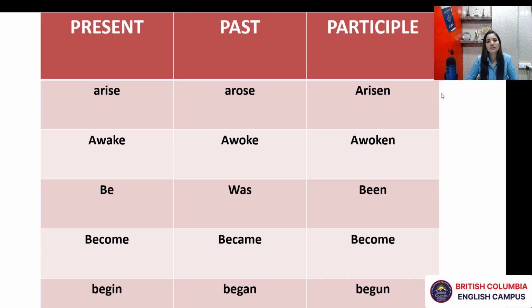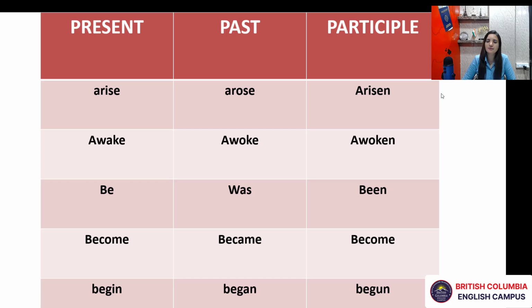Okay. So the next word is become. The word is become. Now let's create a sentence on this. For the present form of this verb, it is the word become. I have become more patient with my students. I repeat, I have become more patient with my students.